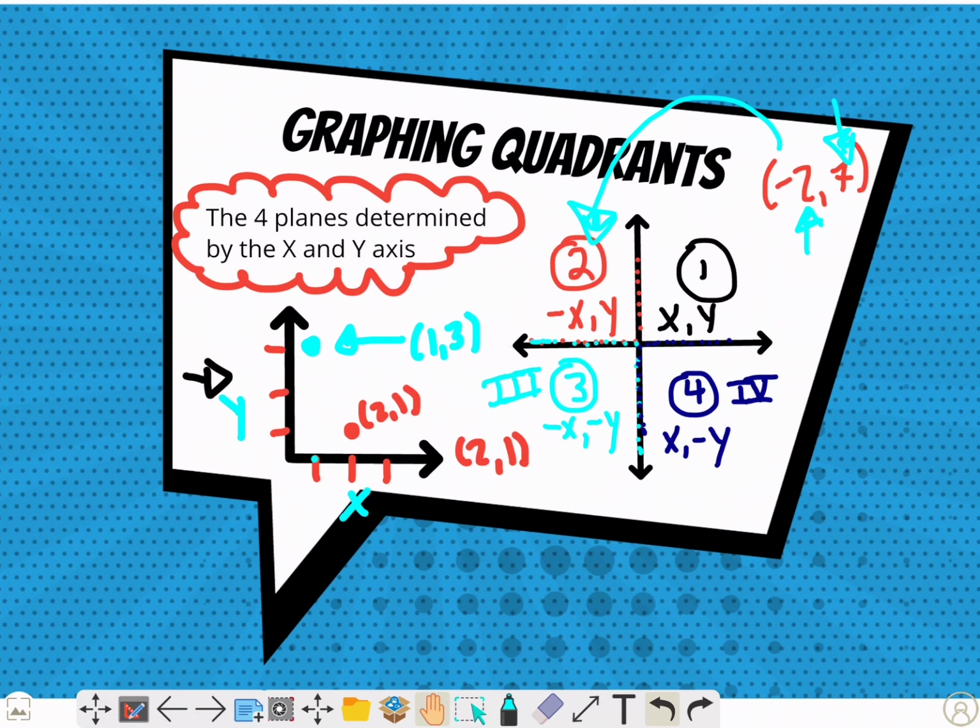So knowing the quadrants, you need to know that there are 4 quadrants. You need to know that a positive x, positive y means quadrant 1; negative x, positive y is quadrant 2; negative x, negative y is quadrant 3; and positive x, negative y is quadrant 4.